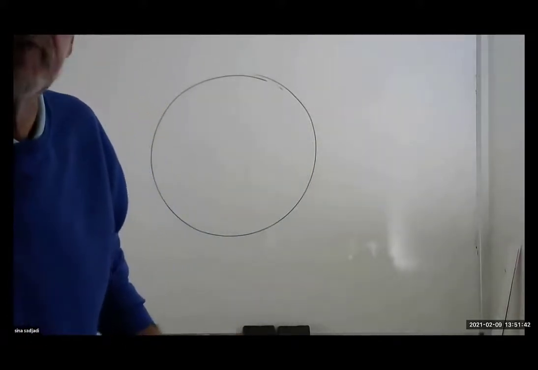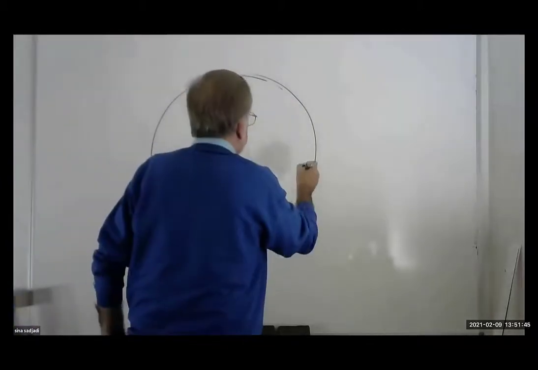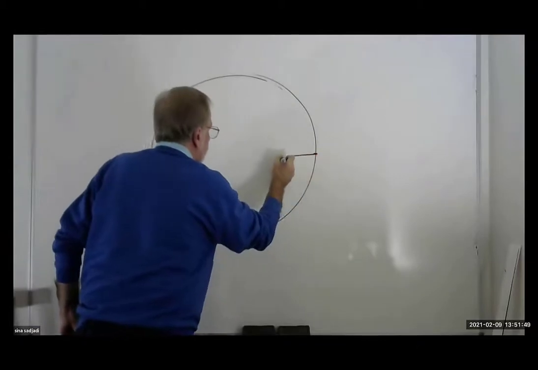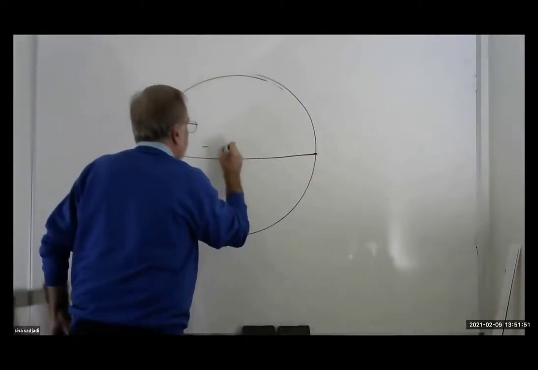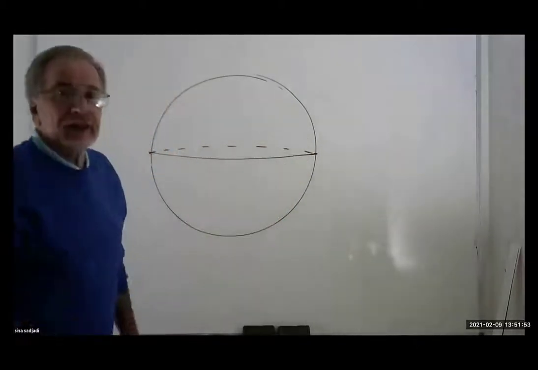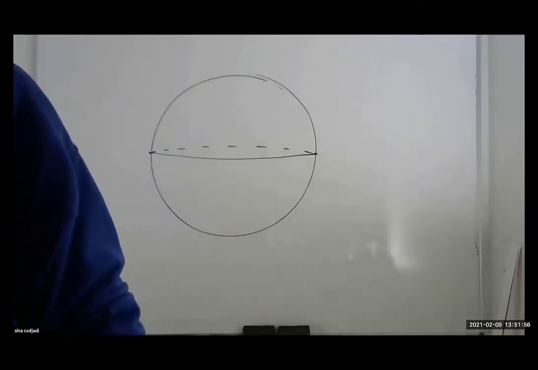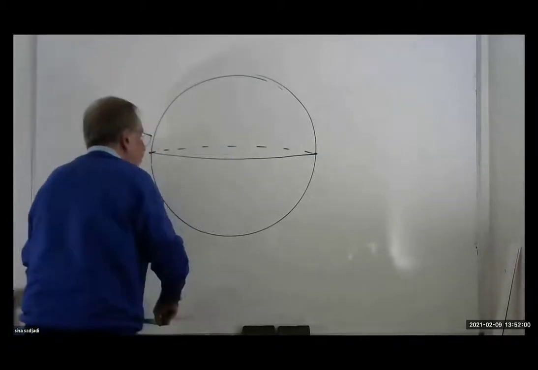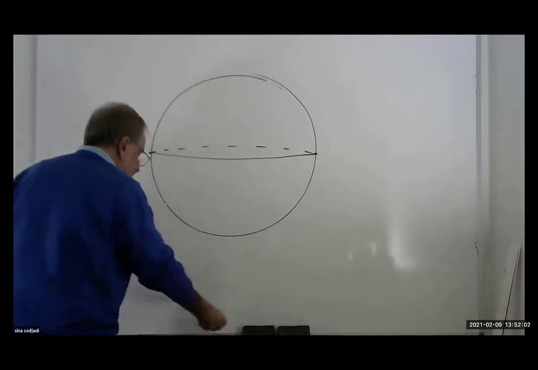Now, how do I make it into a sphere? Kind of like this. Voila, it's a sphere now, right? So there's a celestial sphere. So where's the Earth in this celestial sphere? The celestial sphere, let's put some stars in.